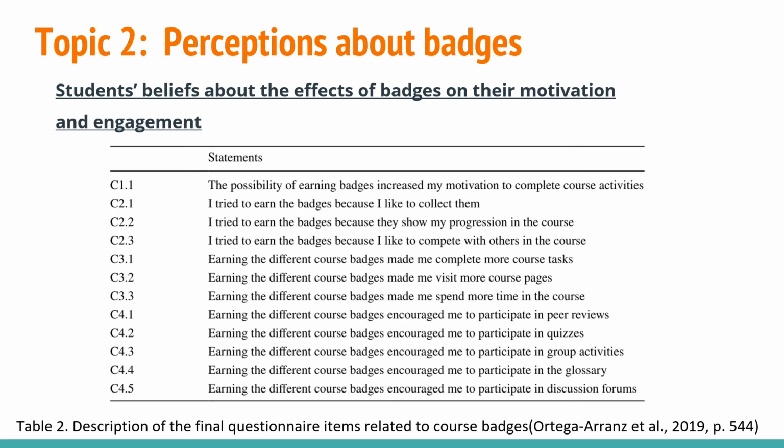The second topic or research question addressed was students' perceptions towards badges. The authors first reported results on students' beliefs about the effects of badges on their motivation and engagement. Such beliefs were studied using 4 categories of statements in the final questionnaire. Category 1 was motivation caused by badges. Category 2 was reasons to earn badges. Category 3 was perceived effects of badges on student general engagement, and the 4th category was about perceived effects of badges on student participation in different types of activities. Table 2 describes the questionnaire items.